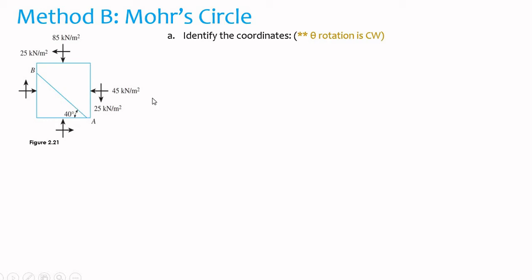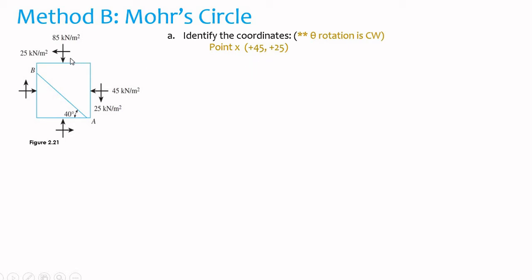From here, we see that the direction of the angle of rotation from the horizontal plane is clockwise. Next, we have to identify point X and point Y. Point X: positive 45 because compression is positive. The direction of shear is clockwise also, therefore it is also positive. So point X has coordinates of positive 45 and positive 25.